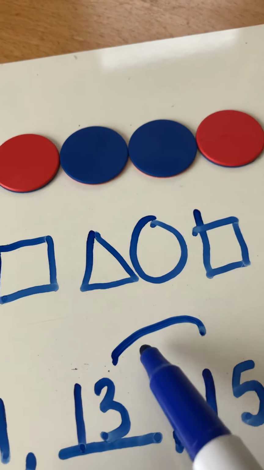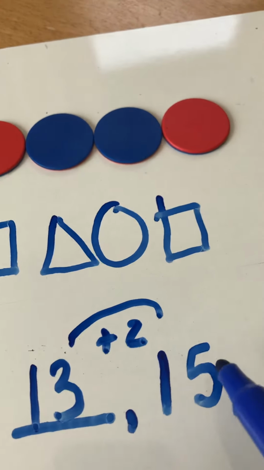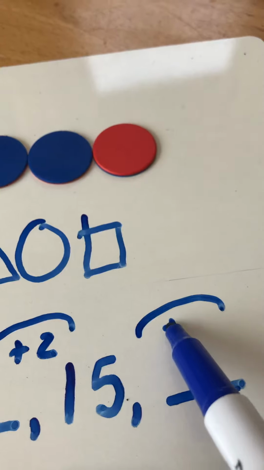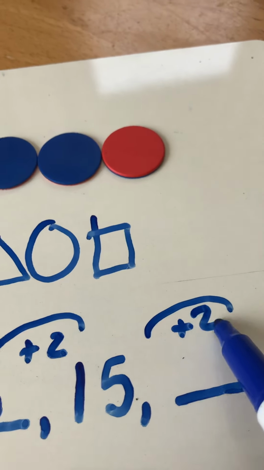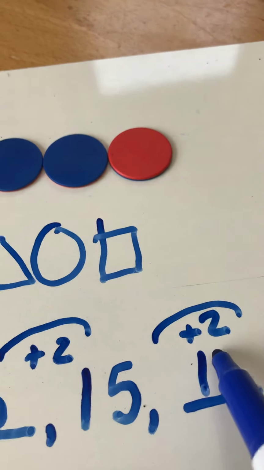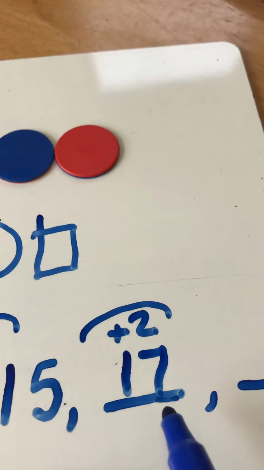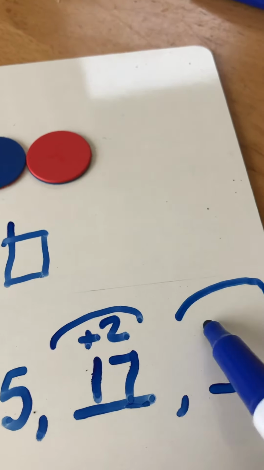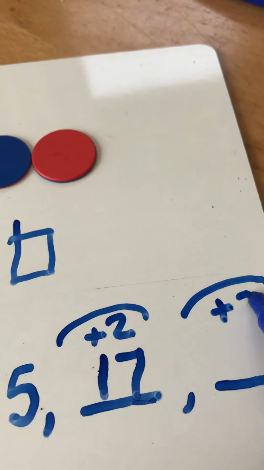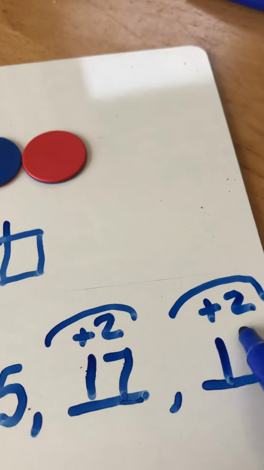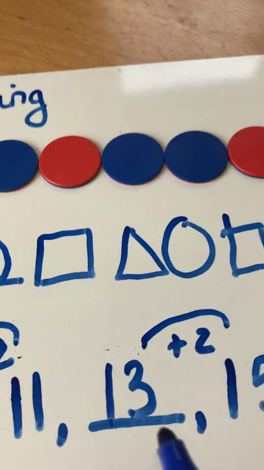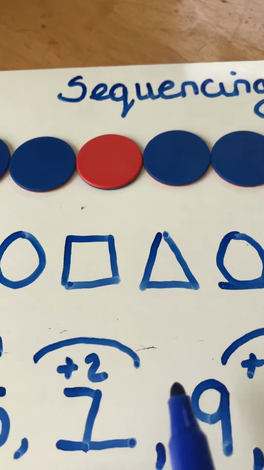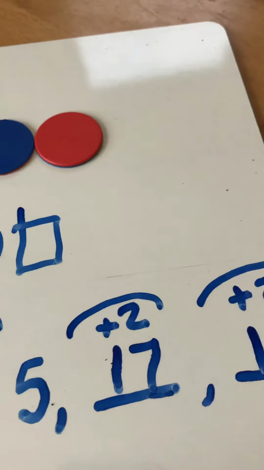Now remember, for each of these, we've increased by 2. So what's 2 more than 15? Well, 2 more than 5 is 7. So 2 more than 15 is 17. And what's 2 more than 17? 2 more than 7 is 9. So 2 more than 17 is 19. And you can see the whole way through, our pattern increases by 2 all the way through.